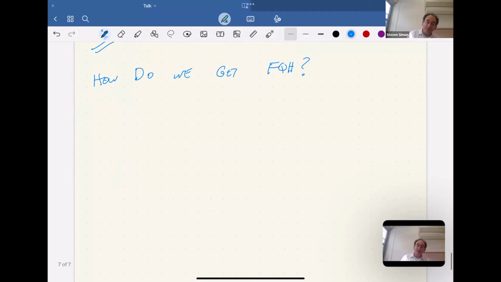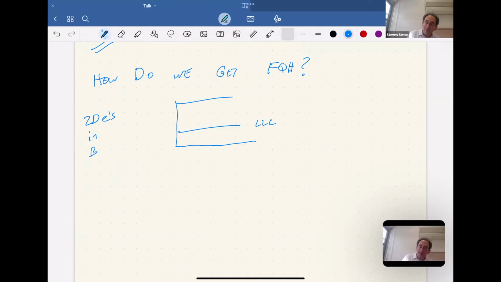Well, let's think about electrons in the presence of a magnetic field. So this is energy, E, for 2D electrons in a magnetic field. The system breaks up into Landau levels. So this is the lowest Landau level, then the first Landau level, and so forth. There's a big energy gap between Landau levels.